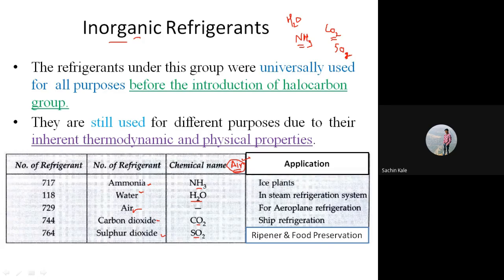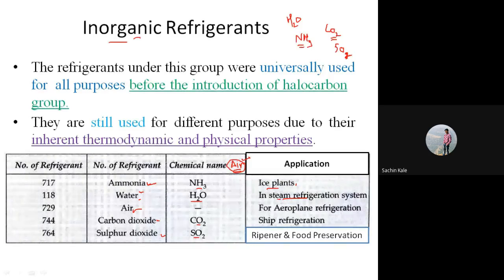Ammonia is extensively used in the ice manufacturing industry, as well as in cold storages, as well as in vapor absorption refrigeration systems. There also we are using ammonia extensively. Then water can be used as a refrigerant in the case of a steam refrigeration system.